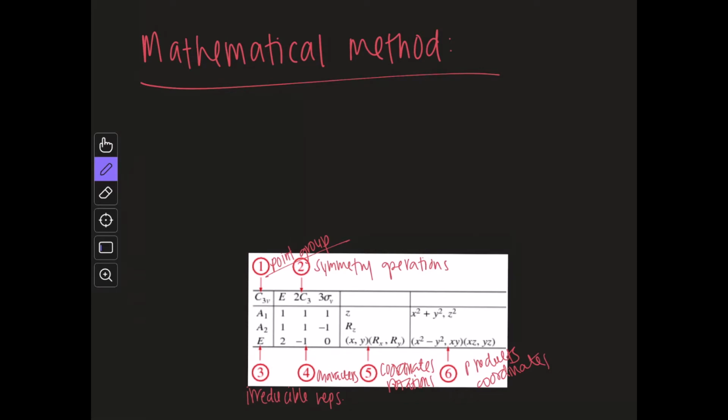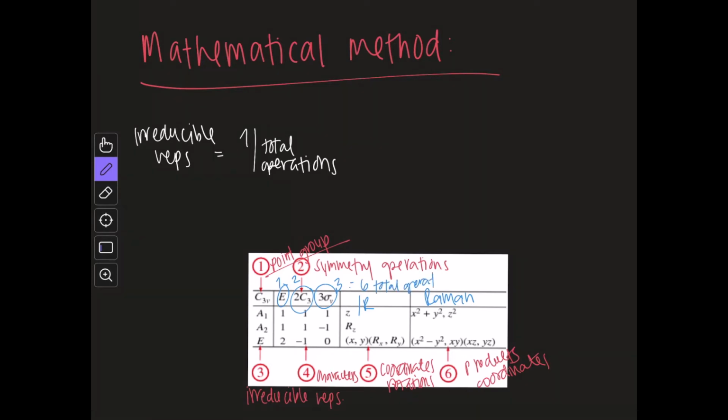To make this a little simpler, the coordinates on number 5 are going to be what represent our IR bands, and number 6 are going to be our Raman. So to calculate our irreducible representations, we're going to be following a formula, which is going to be 1 over the total operations, which if we wanted to calculate for this character table, for example, we would have 1 E, 2 C3s, and 3 mirror planes. So that would be 3, 2, 1, that would be 6 total operations.